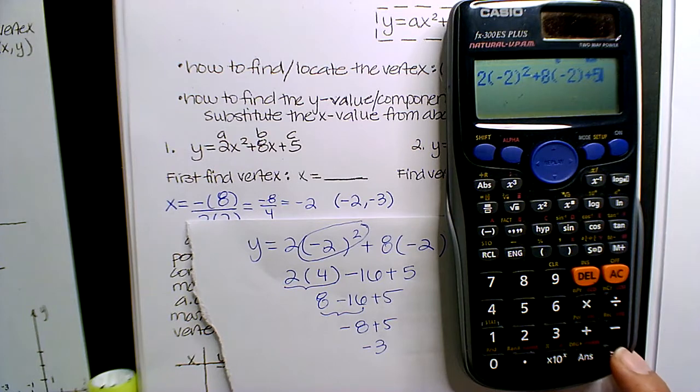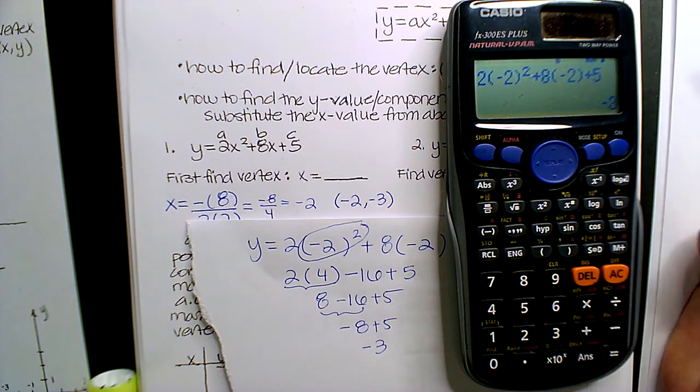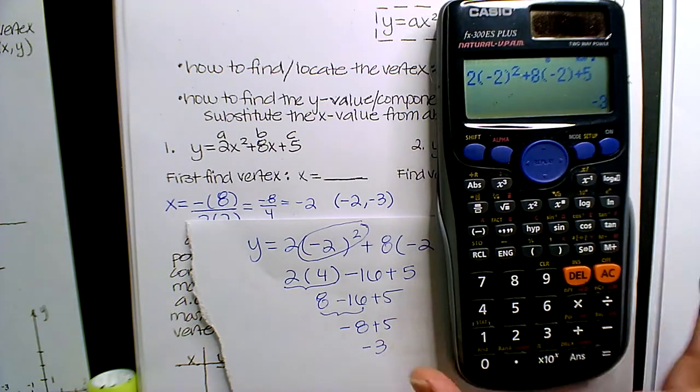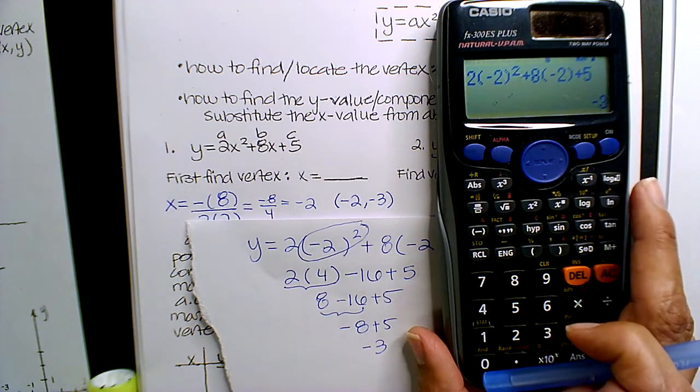Right? Hit equal. There's your -3. Now, if you save the screen, we're going to use it in a second.